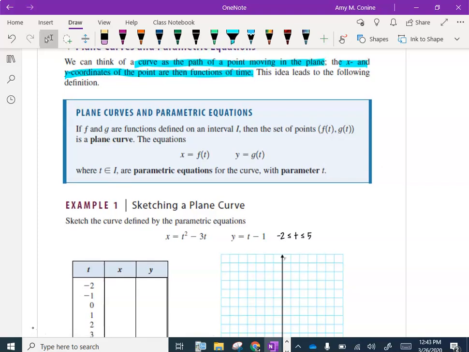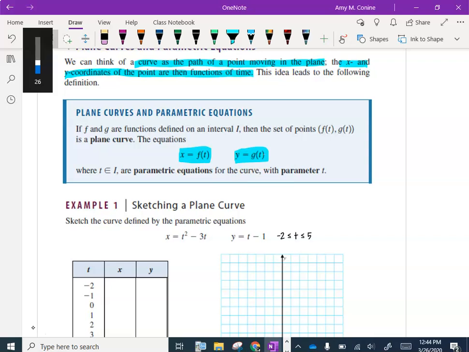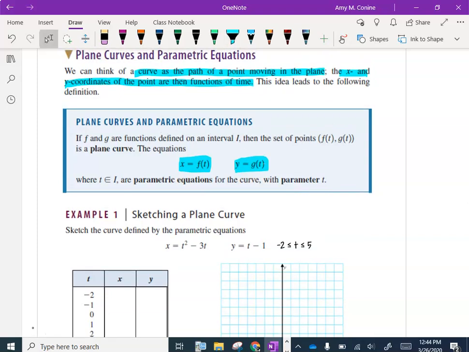So for parametric equations and plane curves, your x coordinates are functions of that time. There's one function of time, and your y coordinate is a second function of that time. So we have f of t for our x coordinates, and g of t for our y coordinates. These functions are going to help us plot points. Okay, that's as basic as I can make that.